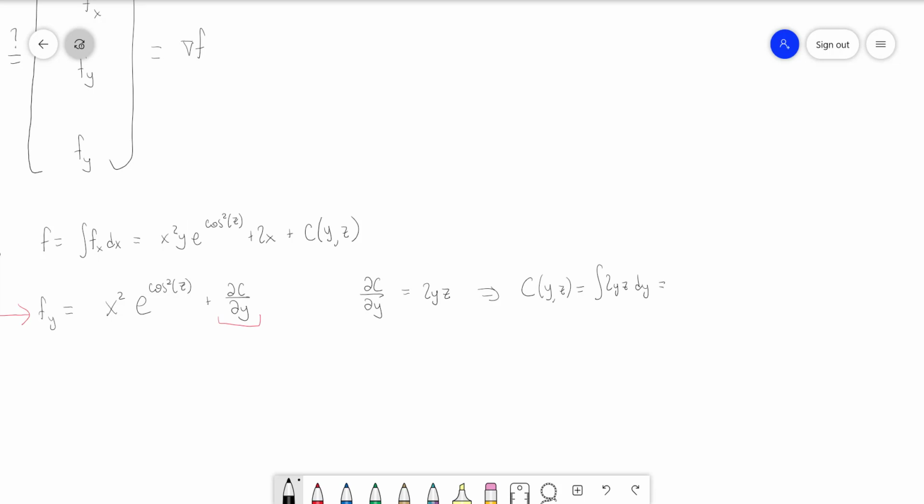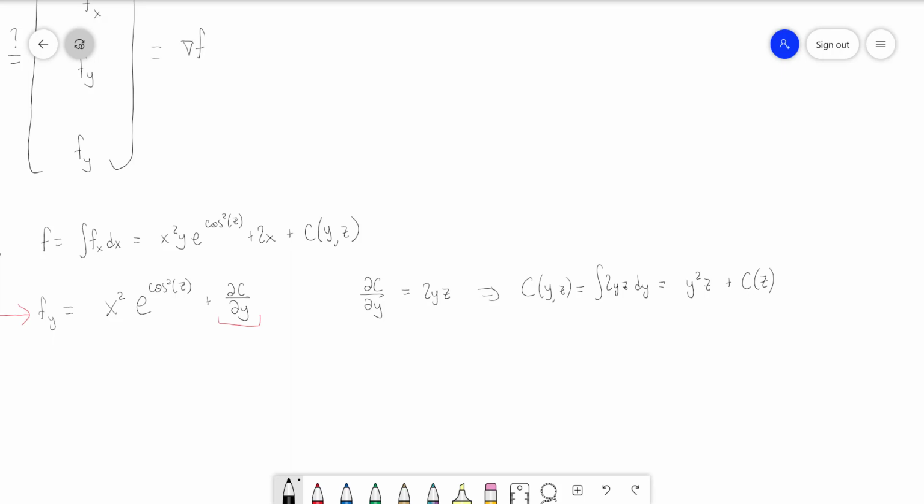So integrating with respect to y is going to give us the original function. So that's going to be y squared z. But again, we pick up some constant. And since we integrated with respect to y, we treated z as if it were a constant. So what we end up with here is possibly some expression involving z, so possibly some function of z as the arbitrary constant.